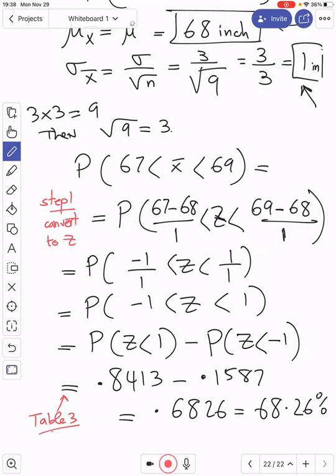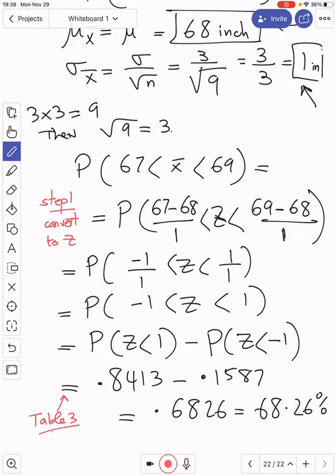Okay. Any questions, guys? Yeah, so anyway, this is just an application of our theorem.